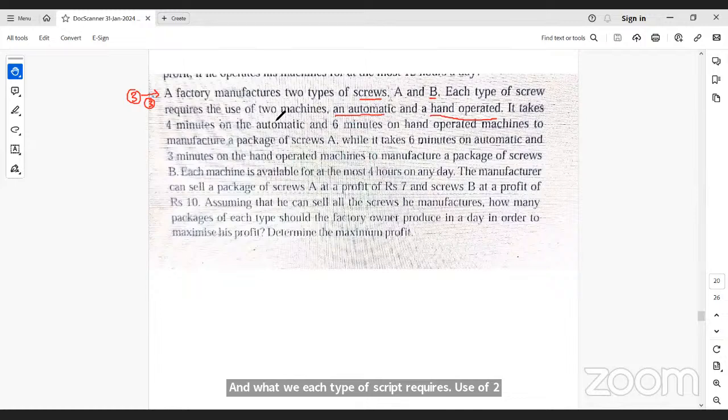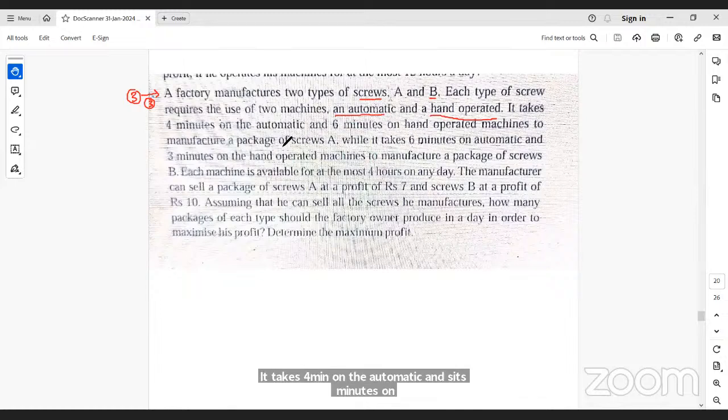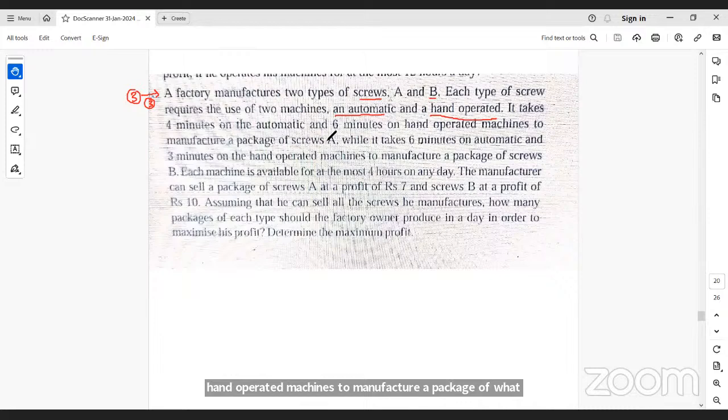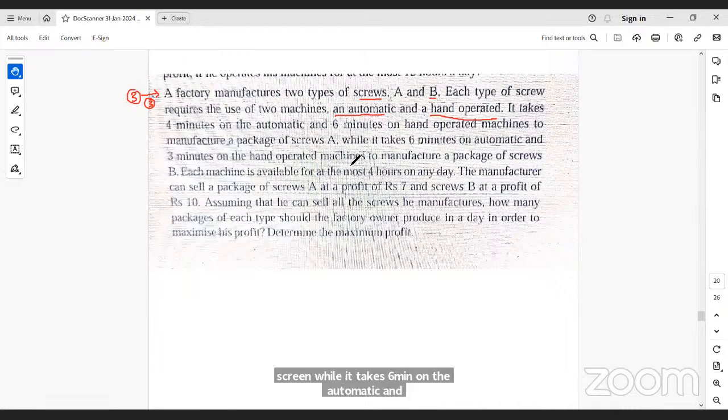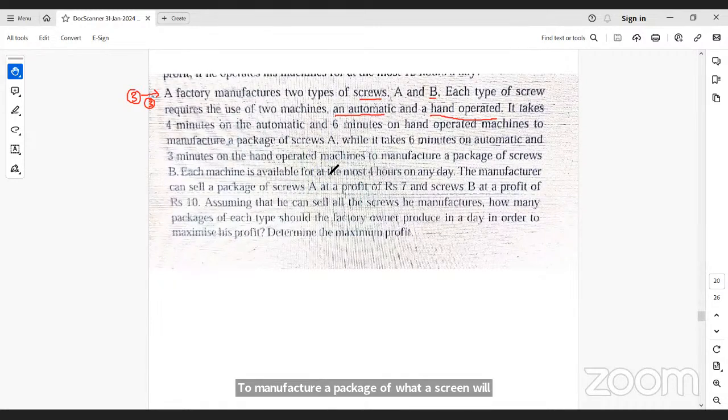It takes 4 minutes on the automatic and 6 minutes on the hand operated machine to manufacture a package of screw A, while it takes 6 minutes on the automatic and 3 minutes on the hand operated machine to manufacture a package of screw B. Each machine is available for at the most 4 hours a day.